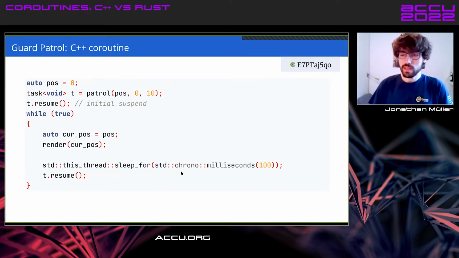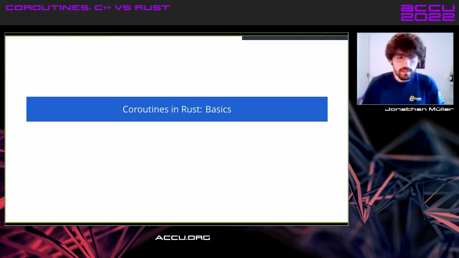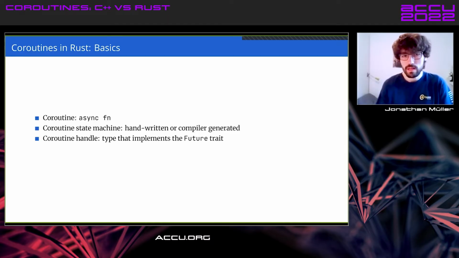That does not appear to be the case, so let's continue. Let's look at the same example in Rust. So exactly the same examples, just implemented in Rust. In Rust, coroutines are functions marked with async.